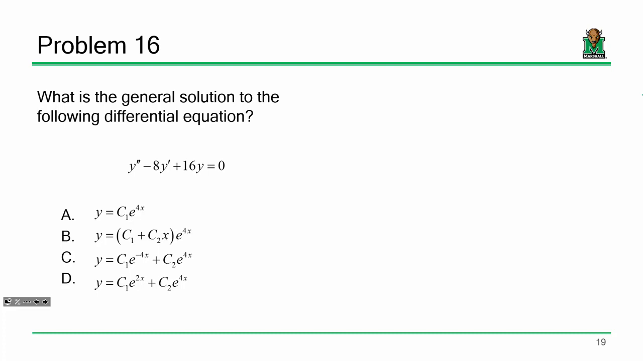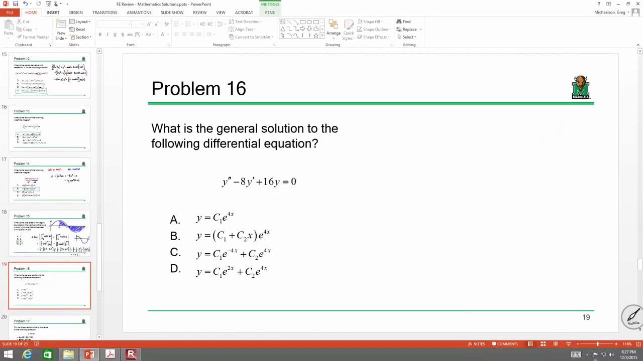Okay. If you're on page 30, look at this. Let's read the problem. What is the general solution to the following differential equation? Y double prime minus 8y prime plus 16y equals 0. Look at this second column here on page 30. Second order linear homogeneous differential equations with constant coefficients. An equation of the form y double prime plus ay prime plus by equals 0 can be solved by the method of undetermined coefficients.